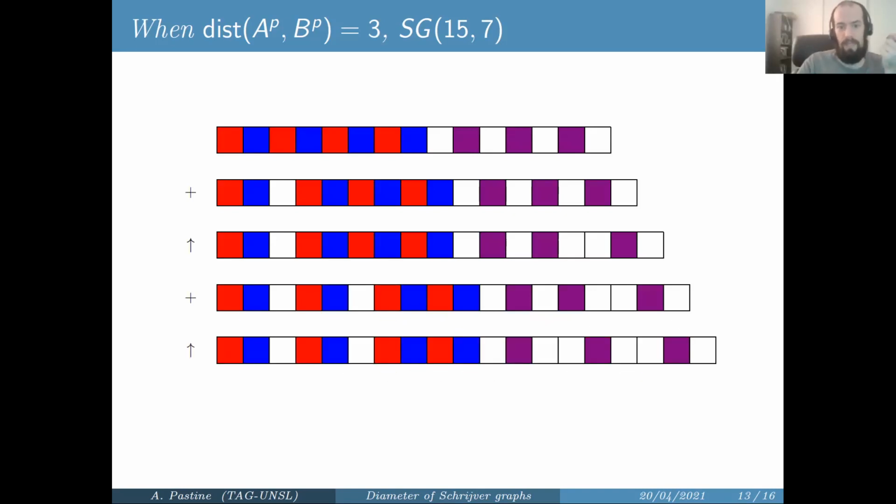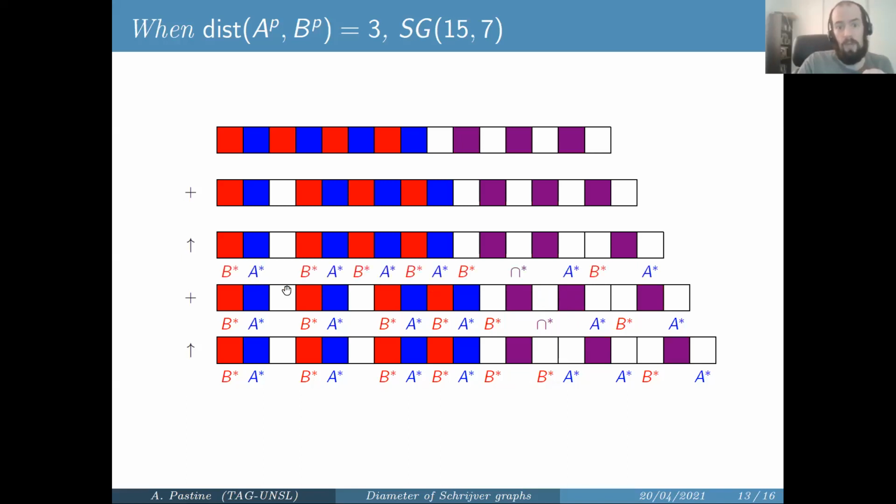Now, in the case when the distance is 3, we again start doing plus arrow, and here what we get is A star and B star that are disjoint between them. One of them neighbors with A, the other neighbors with B. Now, what will happen is that when we go back from an up operation, we get an intersection between A star and B star. That is because we are using the two squares in the type 1 block, and now we have only one left. But when we go back from a plus operation, we don't get any new intersection because of type 4.